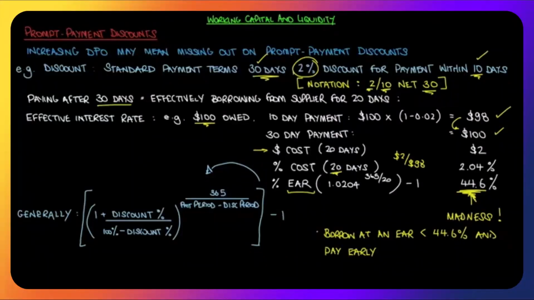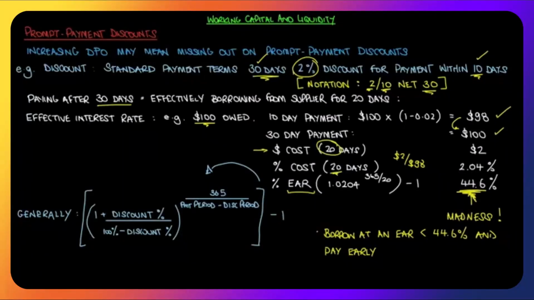You take 1 plus that rate, so 1 plus 0.0204 to the power 365 to annualize, divided by 20, the number of days between our normal payment and our discount, minus 1. That is an effective annual rate of 44.6%. That is madness. What does it mean?